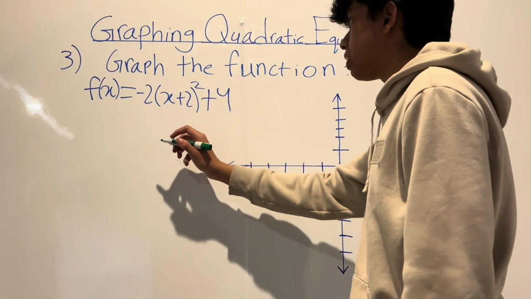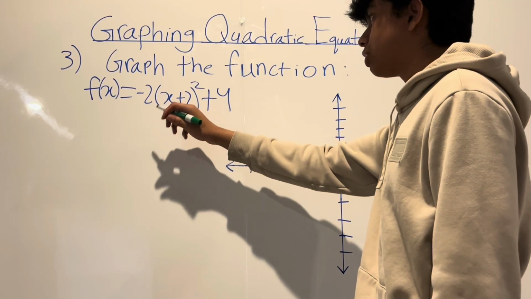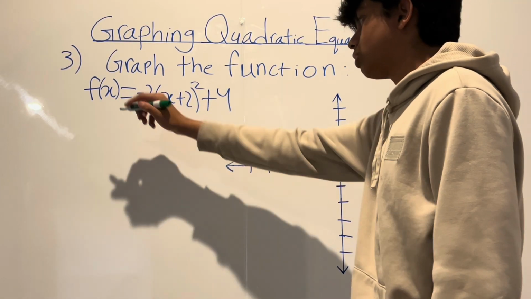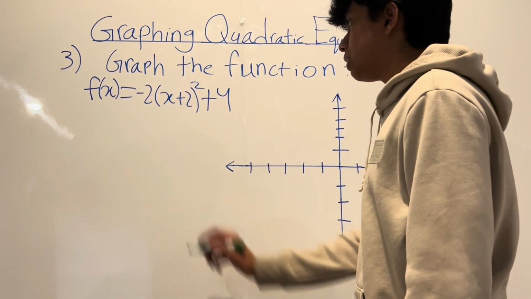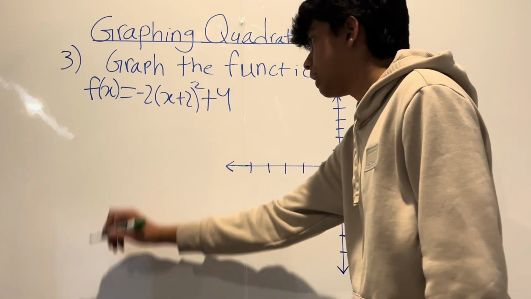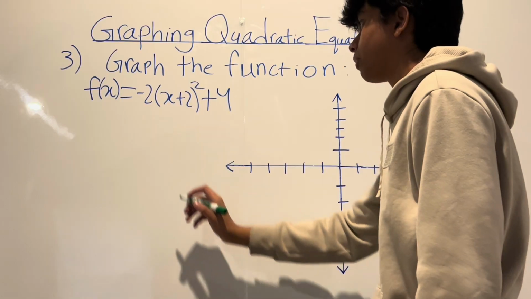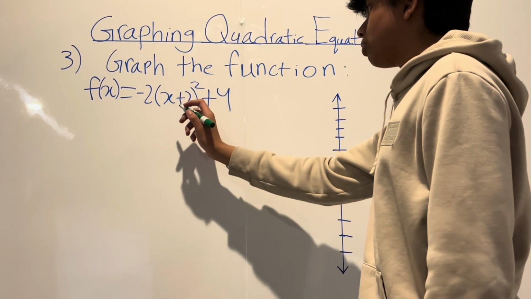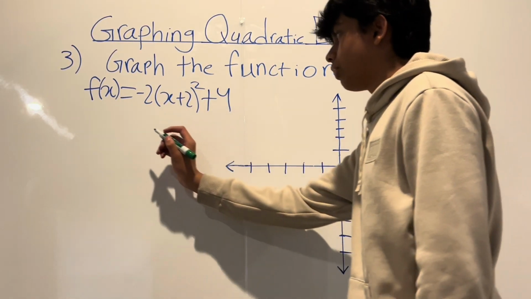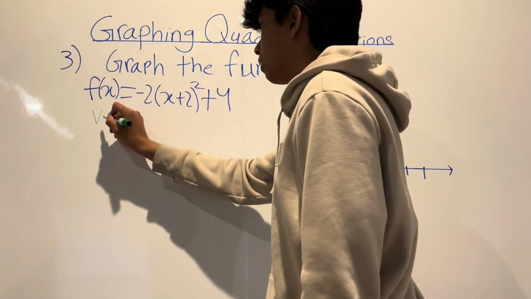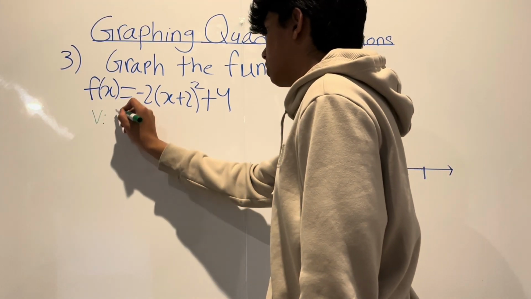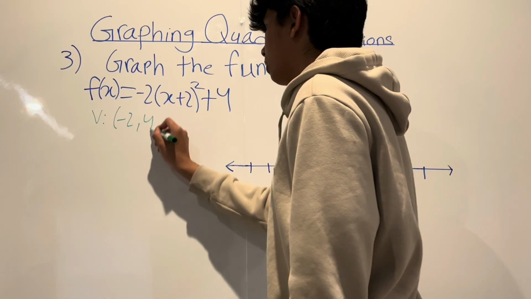The previous 2 equations we've had where a was just 1, which is a positive number. So that's why the graph opened up. But since it's -2, it's going to be opening downwards. And the vertex is going to be a maximum. It's going to be the highest point. And to graph this, we're going to do the exact same thing, okay? So first, let's find our vertex, which is going to be the same, which is -2, 4.